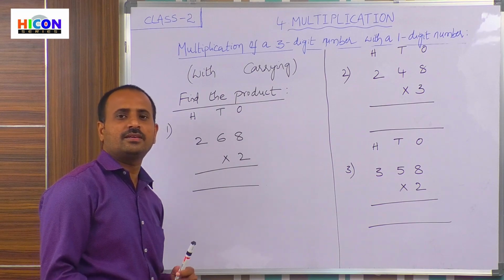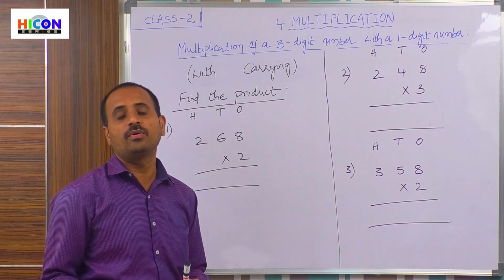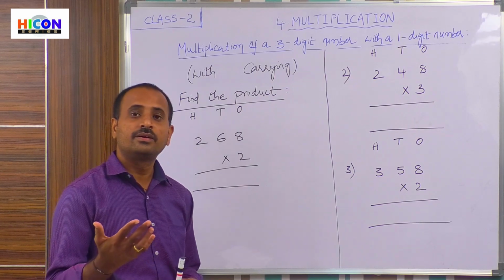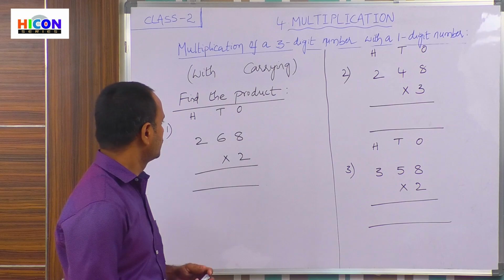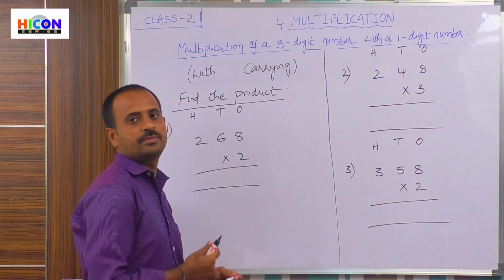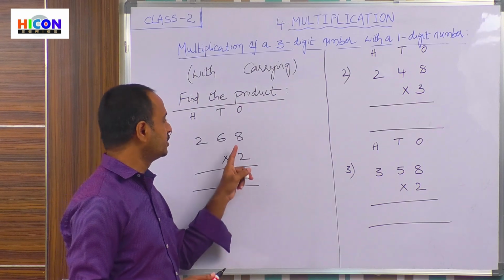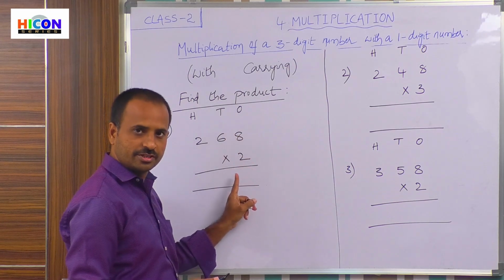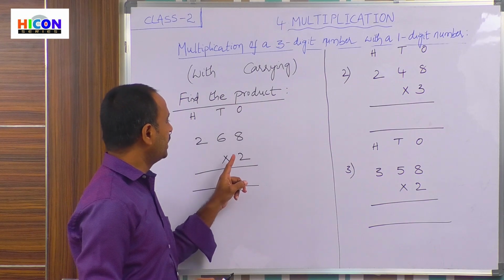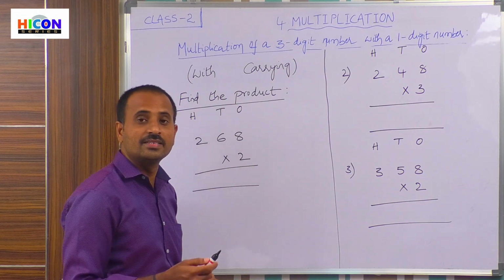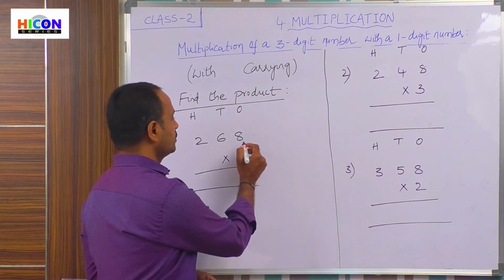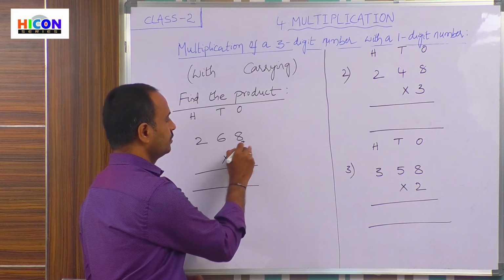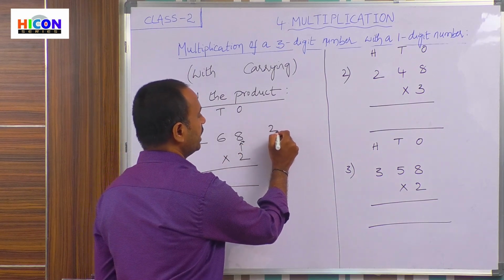So again, same process. Already we have discussed in the example problem how to multiply a 3-digit number with a 1-digit number with carry. So let us see. Let us start the multiplication from ones place. First multiply the digit present in the ones place with 2 and write the answer under ones place. What is the digit present in the ones place here? 8 is present in ones place. So multiply 8 with 2, that is 2 into 8.